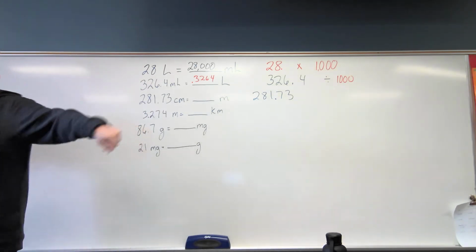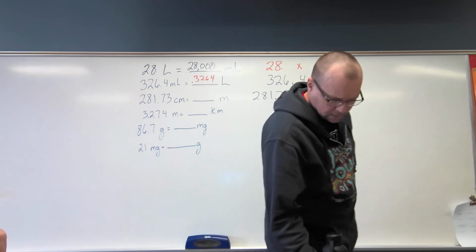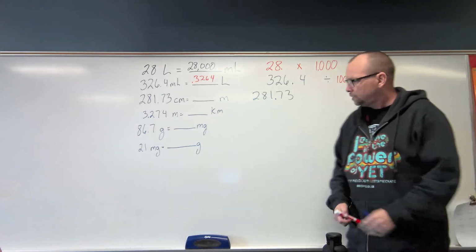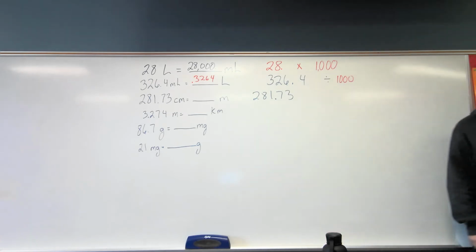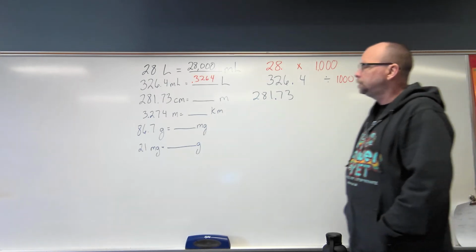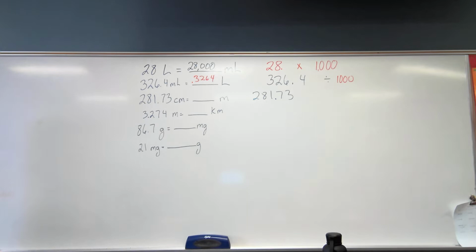Centimeters are smaller than meters. Centimeters are smaller, meters are bigger. All right, thank you. AJ, which way am I moving my decimal point? To the left. How many times? 3 times. Aiden, what's my answer? 2.8173. No, I gotta move it 3 times. You moved it twice.